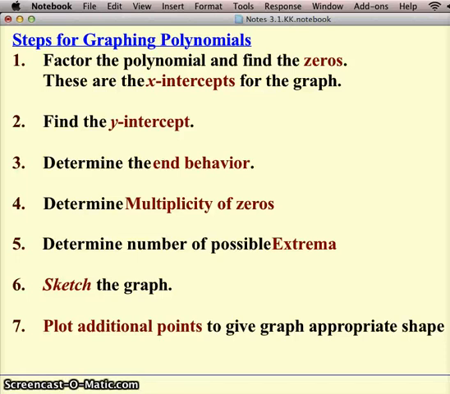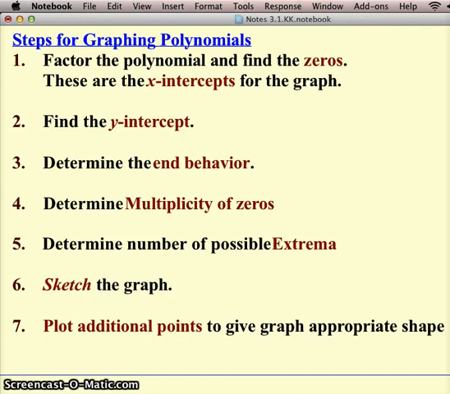And every graph has a visual left or right. They may not be symmetrical, but you can take just about any graph, cut it right down the middle, and you can definitely see a left and a right-hand side. Number 4, multiplicity of zeros, we'll talk about in the next video, because I'm going to run out of time on this one in a second.